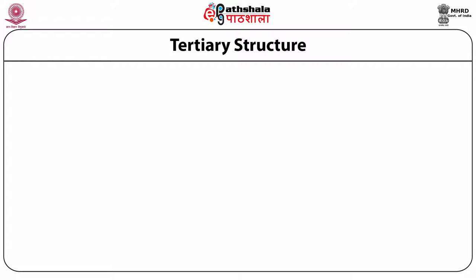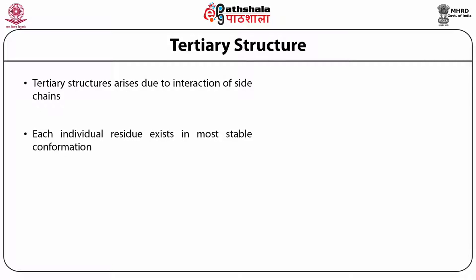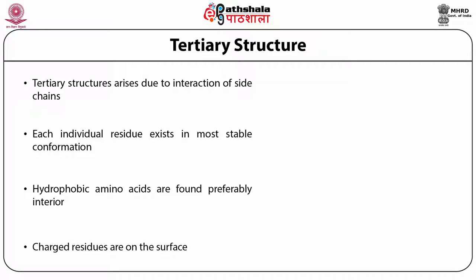Tertiary structure. Tertiary structure arises due to interaction of side chains between the secondary structures. Each individual residue in the tertiary structure exists in a most stable conformation, unless it is a functionally required residue. Generally, all the hydrophobic residues are in the interior, and all the charged residues are on the surface.